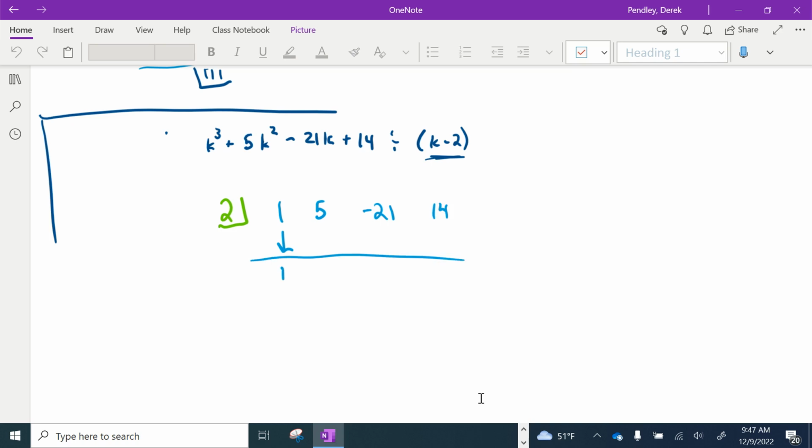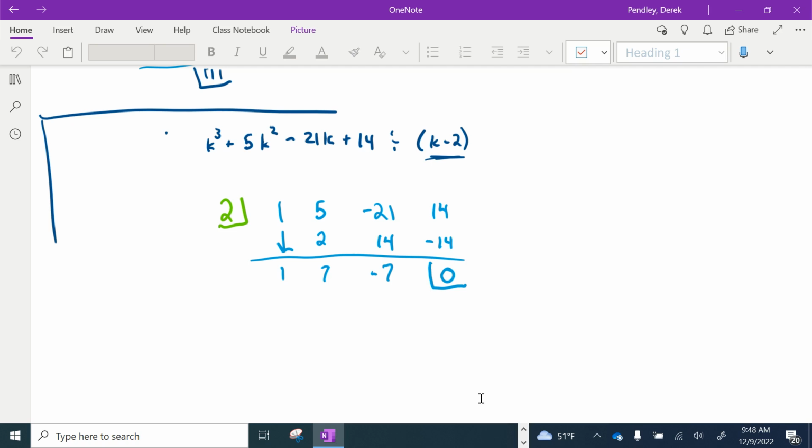And so you're going to do 1 times 2. So 1 times 2 is 2. Then you're going to add 2 plus 5 is 7. 7 times 2 is 14. 14 minus 21 is negative 7. Negative 7 times 2 is negative 14. 14 minus 14 is 0. So I have a remainder of 0, which means that this evenly divides. And it also means that I don't have a restriction because it evenly divides.